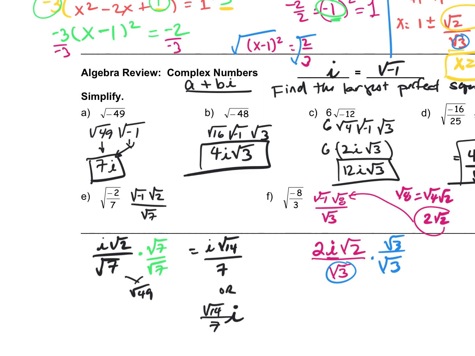And I get 2i, well, square root of 2 times square root of 3 is the square root of 6, all over, again, square root of 3 times square root of 3 is the square root of 9. Well, the square root of 9 is just 3.